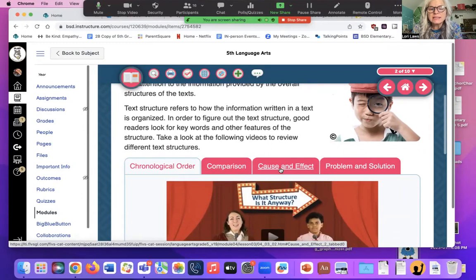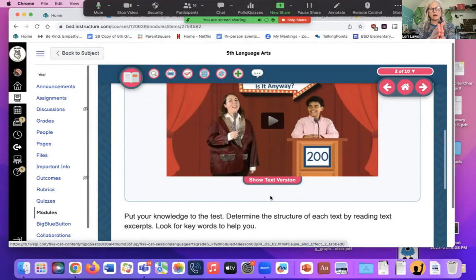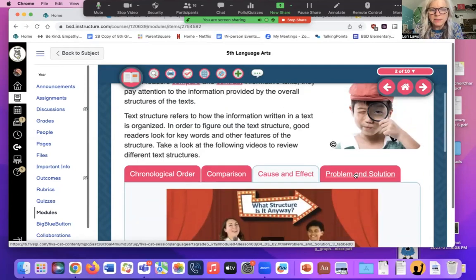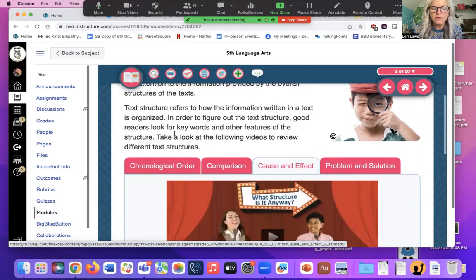Cause and effect is something that we need to learn how to identify. The tricky thing about cause and effect is everything causes something else that then affects something else. So it's kind of hard to identify sometimes. And then problem and solution. These are all structures of text. Sometimes you'll have a book that has a problem and a solution. Sometimes you'll have a book that has cause and effect structure. So these are all different text structures. We've read lots of books in chronological order.